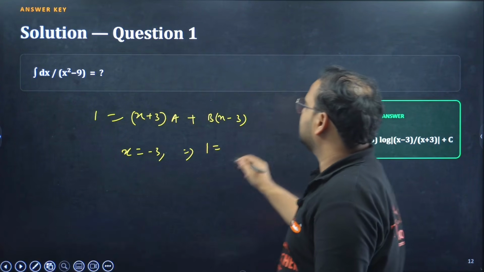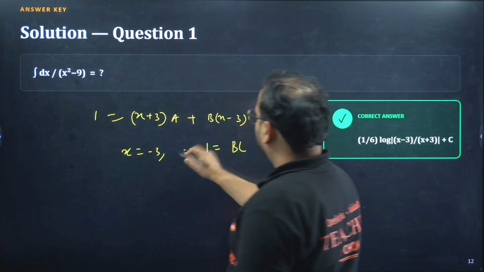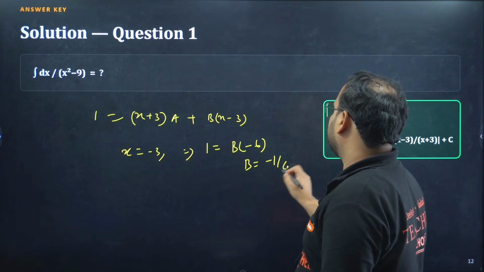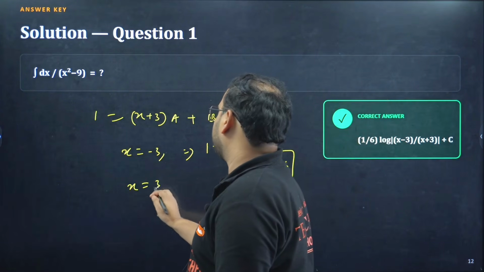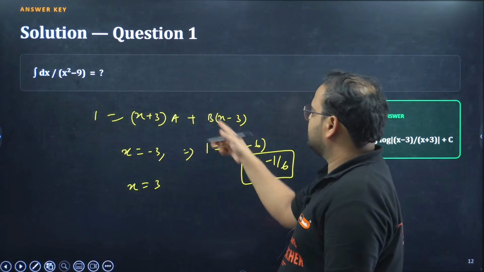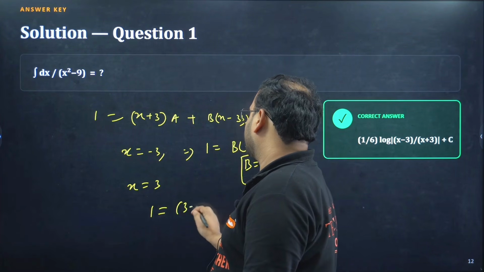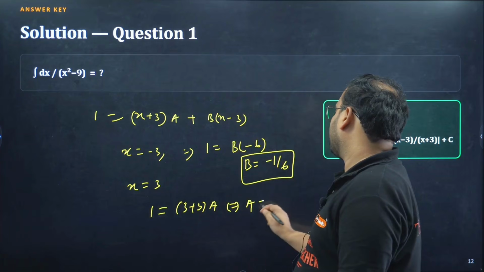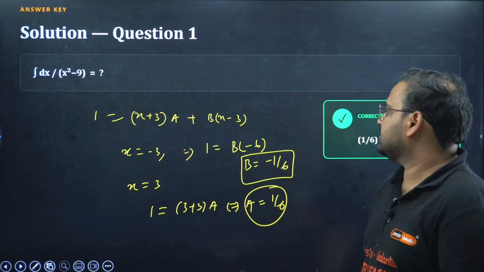This is 0. You'll have b times minus 6, so b becomes equal to minus 1 by 6. Now next you're going to put x as plus 3. This will be 0, and the equation becomes 1 equal to 3 plus 3 into a. So a becomes equal to 1 by 6.